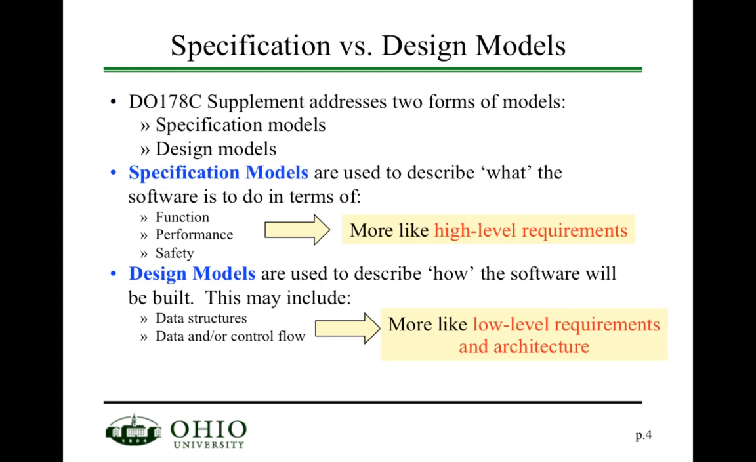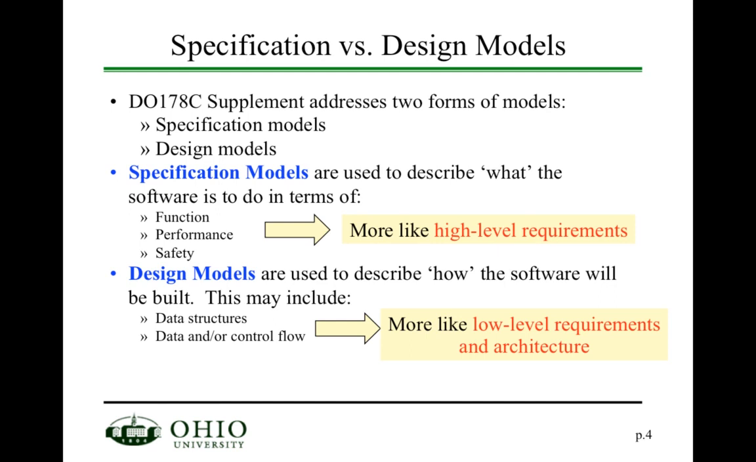The supplement DO331 addresses two forms of models: specification models and design models. Specification models are used to describe the what: what the software is to do in terms of function, performance, and safety. Whereas design models describe more how the software will be built.